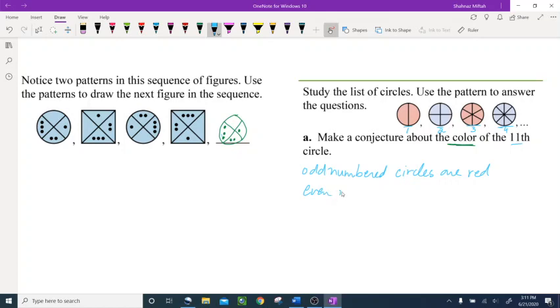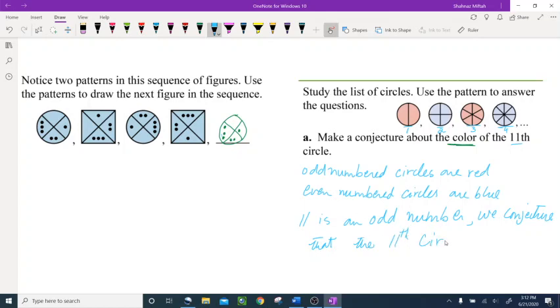Even numbered circles are blue, right? So 11 is an odd number. So we conjecture that the 11th circle is red. Okay, that's how we figure it out.